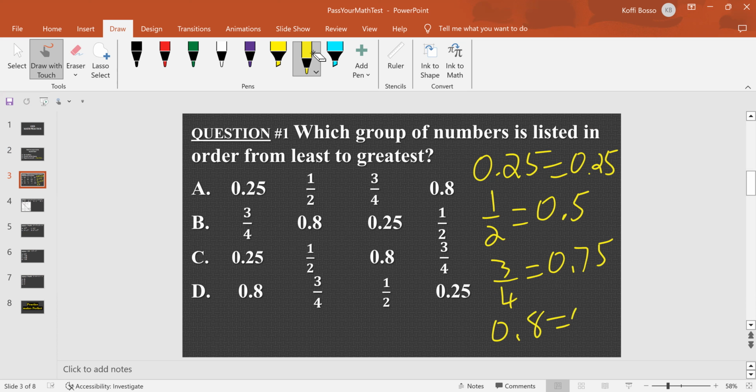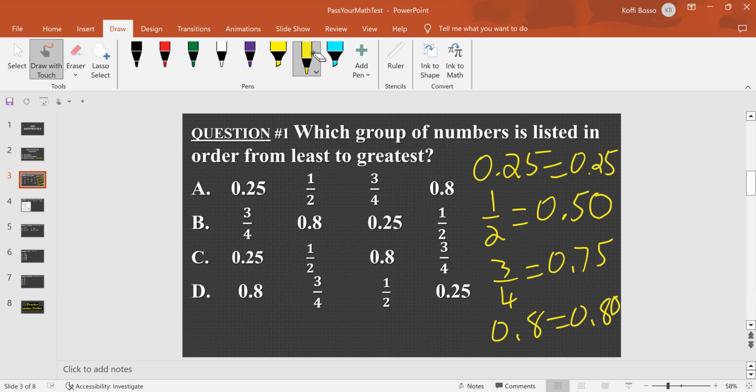Now you have to understand that to compare these four numbers, we need the same number of digits after the decimal. For 0.25, we have 2 digits after the decimal, which is 25. For 0.5, we have 1 digit, so we need 2 digits. Therefore, we're going to complete with a 0. So 0.5 is same as 0.50. The 0.75 is fine. The 0.8, we're going to write it as 0.80.